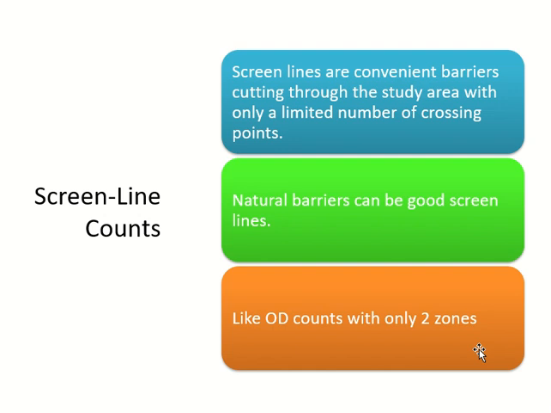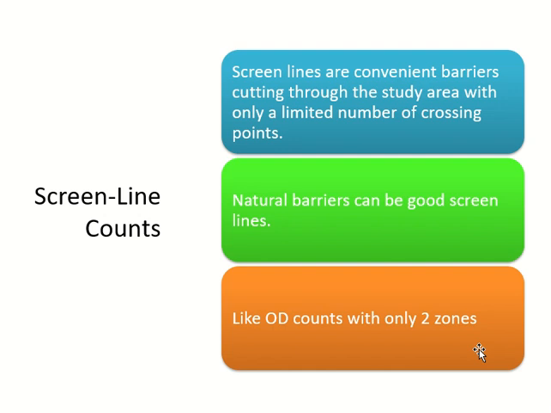But in Screenline count, it's only 2. But the procedure will remain the same. Everything we discussed for the origin destination counts or Cordon count applies to this one as well. But obviously the scale is much smaller, so only 2 areas.